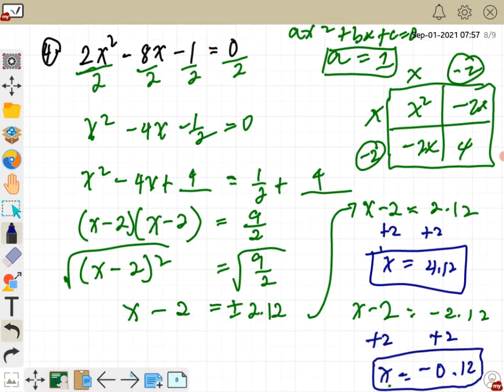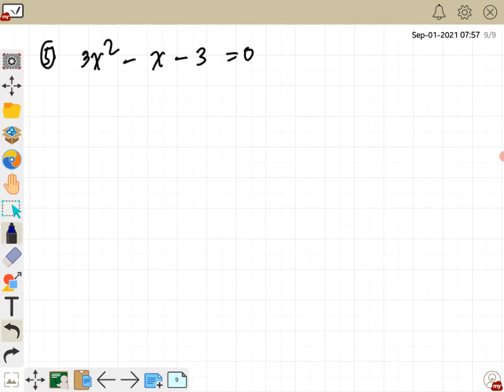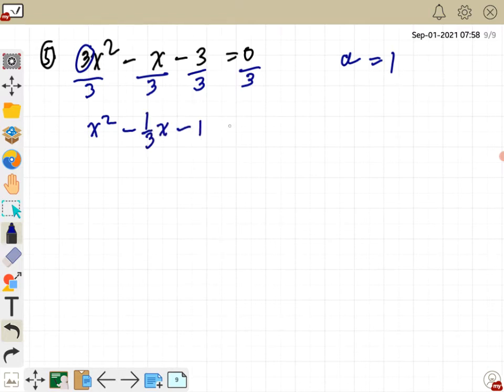So let's try with our number 5. Okay, so we have here 3x, the same. Let's set it that the value of a must be 1. Here the value of a is 3. Okay, so we need to divide each term by 3. So this one gives us x squared minus 1/3 x minus 1 equals 0. So what we do is we complete the square.